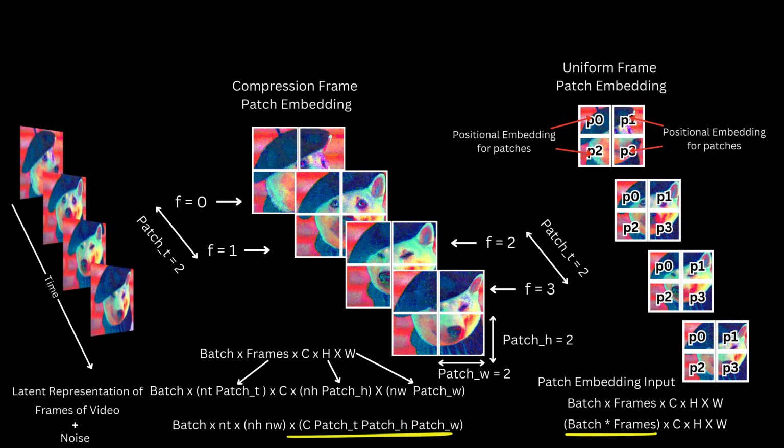The unpatchify block of both variations is the same as DIT, that is layer norm and linear layer. But for the compression frame patch embedding, we additionally have a 3D transposed convolution layer to upsample along the time dimension, because during the compression patch embedding, we would have downsampled along the time dimension. For this video, for all the future illustrations, I have used the uniform frame patch embedding, as that is what the authors found to be giving better results.